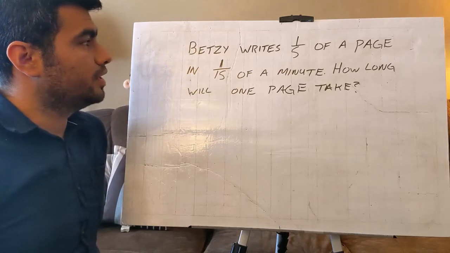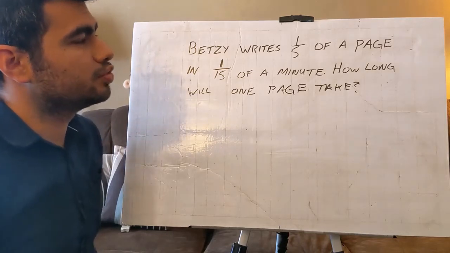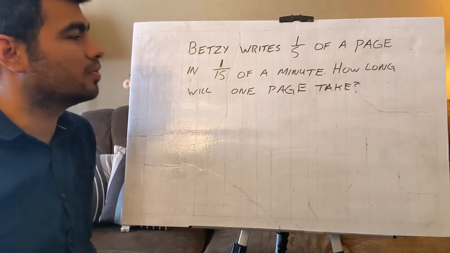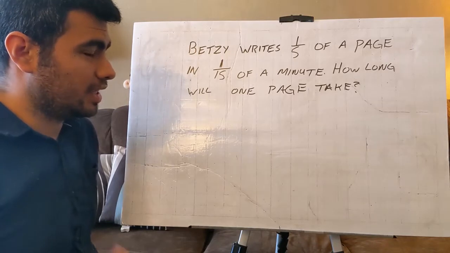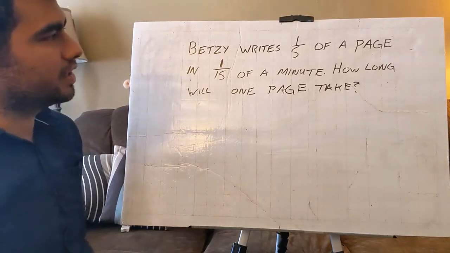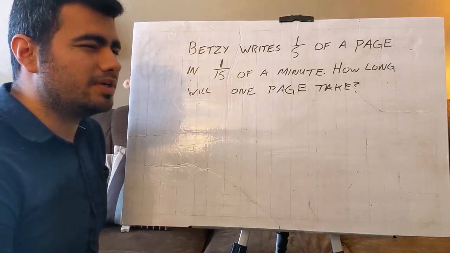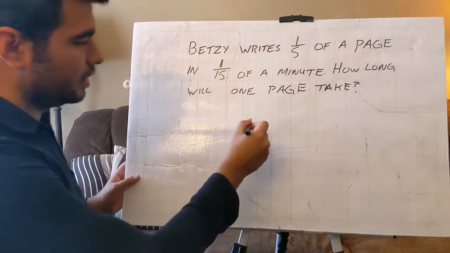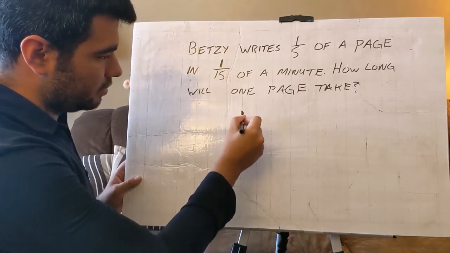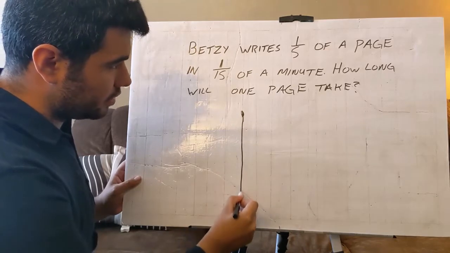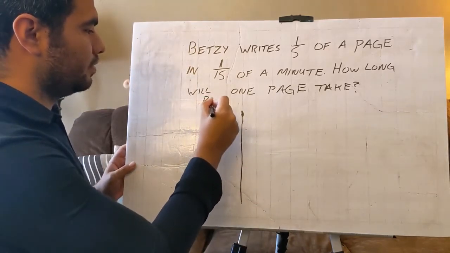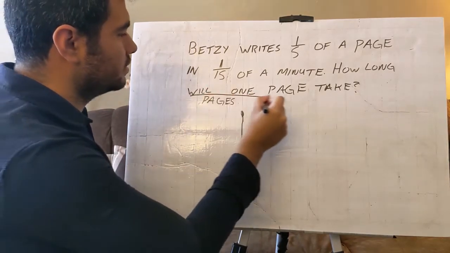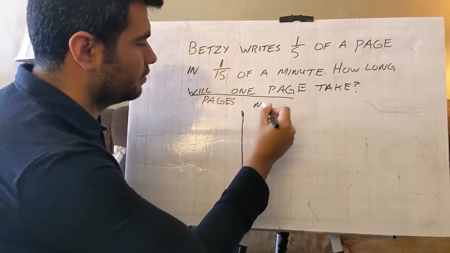On to the next problem, we got Betsy here. She's writing 1/5 of a page in 1/15 of a minute. How long will one page take? This is just an example of the word problem that you guys got, but I think a pretty easy way to do this would be to keep track with a table, kind of like how we did yesterday. I'm going to need to keep track of pages, and I'm going to need to keep track of the minutes.